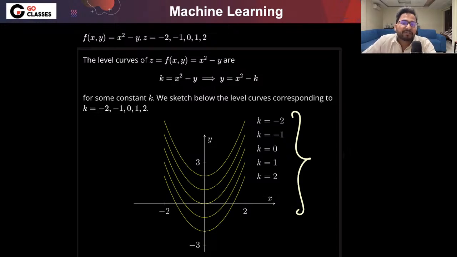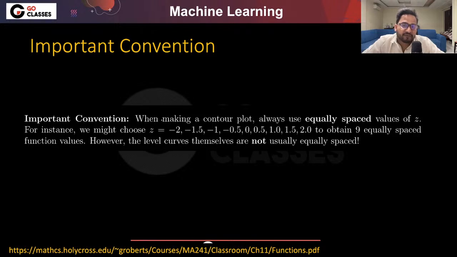Don't worry. Let's just have the convention in place first: we make contour plots that are always equally spaced for the values of z. For example, we might choose -2, -1.5, and then afterwards we have to choose 0, with 0.5 difference only. Now, however, the level curves and contours are the same thing, by the way. Level curves and contours themselves are not usually equally spaced. What does this mean? I will tell you.